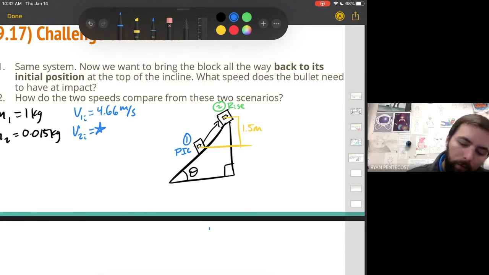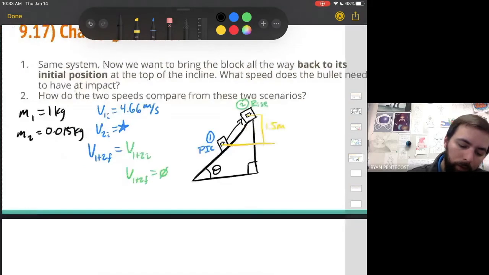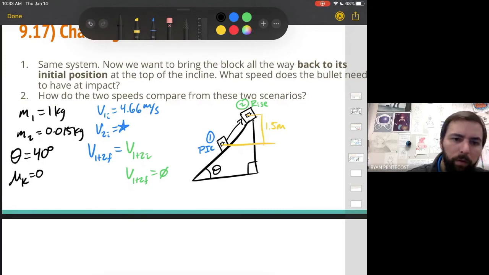Then what we'll need, here is our crossover, right? The V1 plus 2 final will equal the V1 plus 2 initial as it's going up the ramp. Then we know that V1 plus 2 final will be 0. What else do we know? We know that theta is 40 degrees, kinetic friction coefficient of 0.22, and the height change of, again, 1.5 meters.